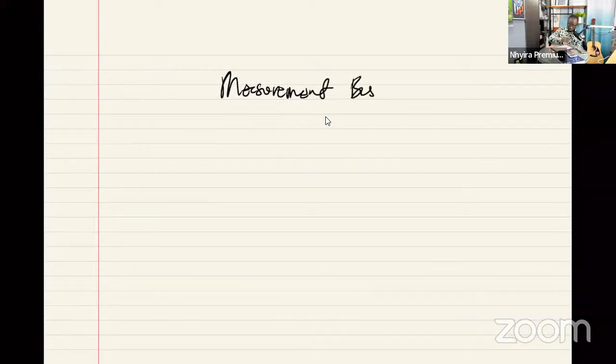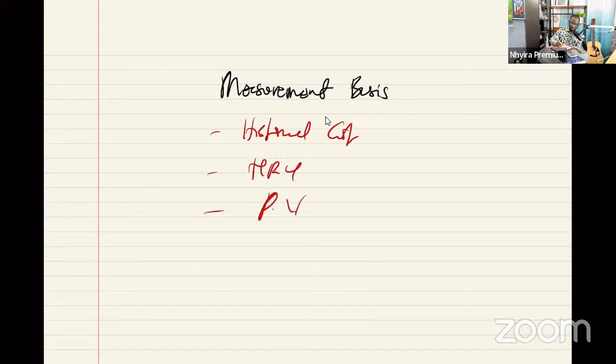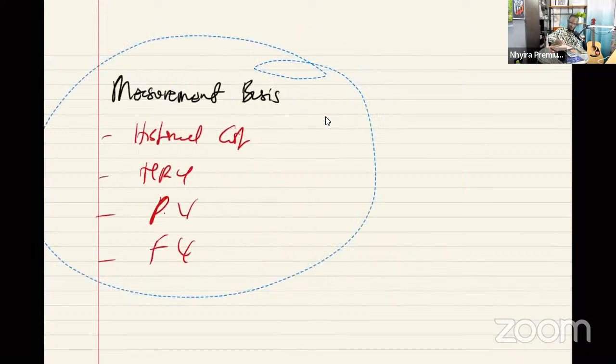There is the measurement basis. The measurement bases are the methods used to determine the value to be placed on an item in the financial statement. So this is where you talk about your historical cost, your net realizable value, your present value, your fair value. These are the measurement bases used to determine the value of an element in the financial statement.